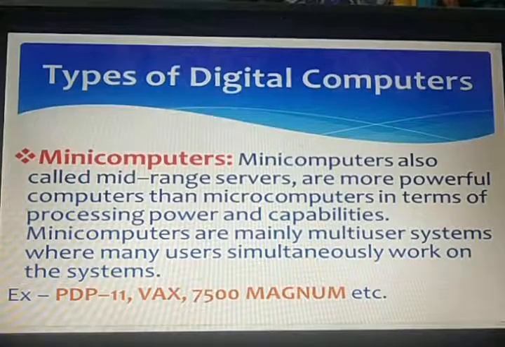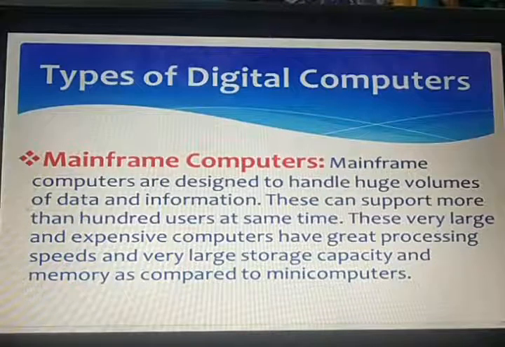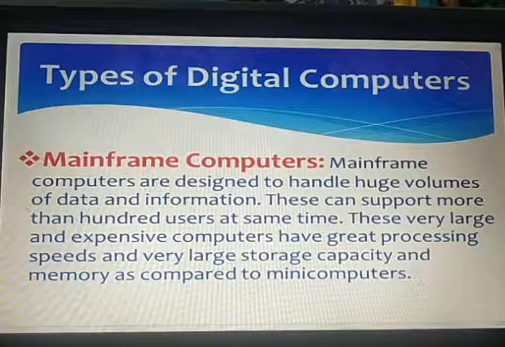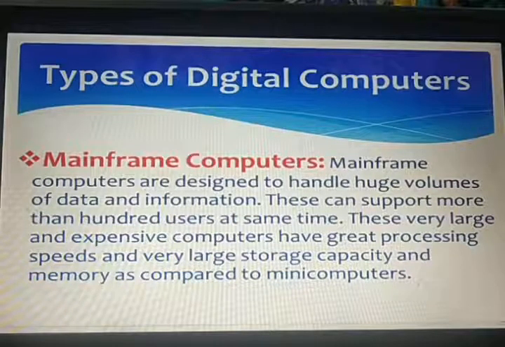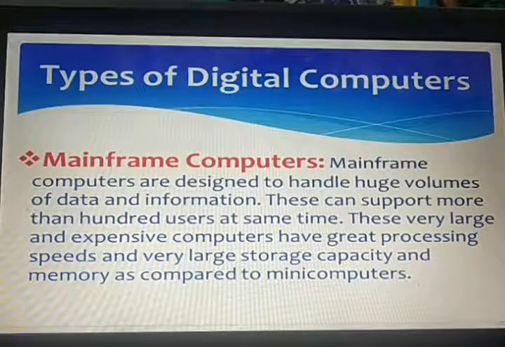The next digital computer is the mainframe computer. Mainframe computers are designed to handle huge volumes of data and information. These can support hundreds of users at the same time. These very large and expensive computers have great processing speed and very large storage capacity and memory as compared to minicomputers. These computers even possess and work with more than one processor at the same time. Thus, one can say that these are multi-user, multi-processor systems.